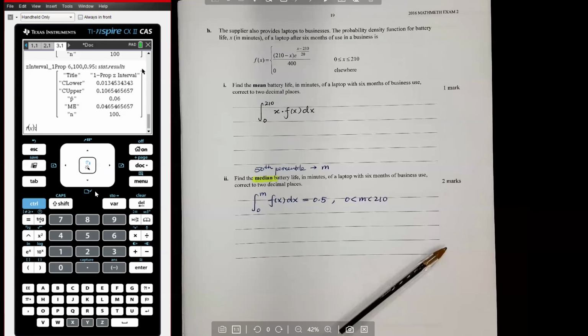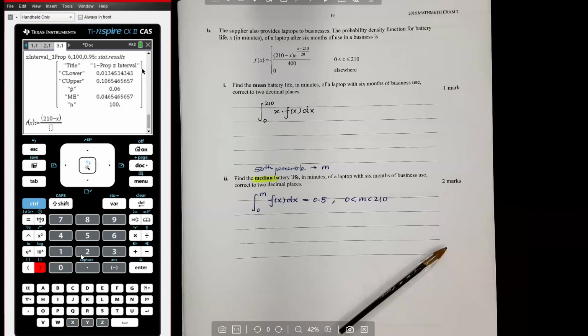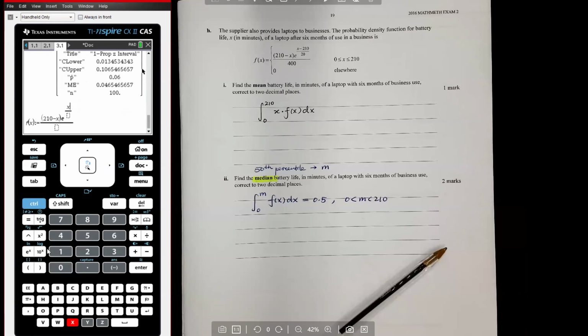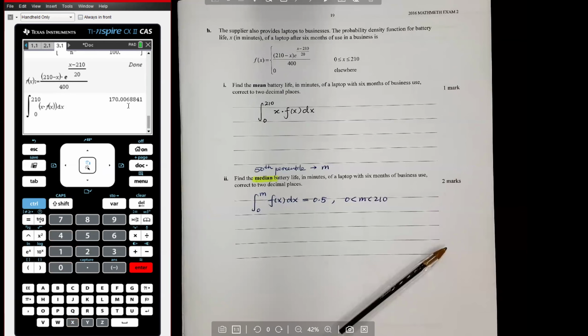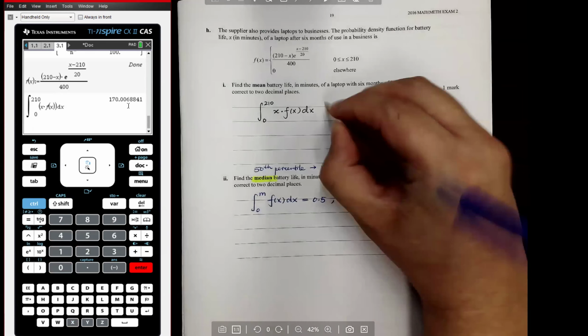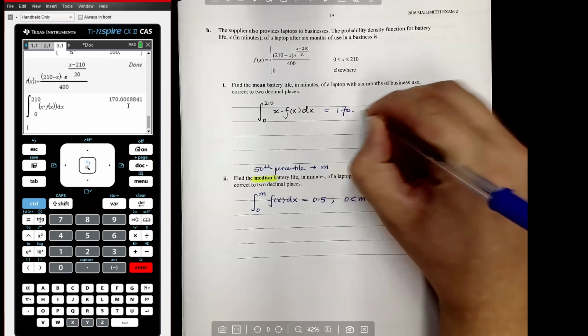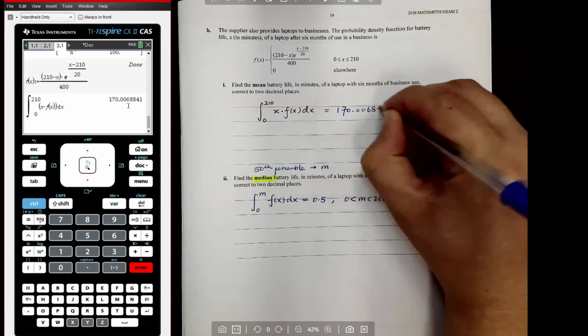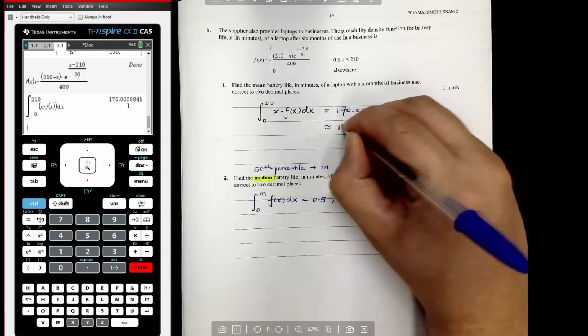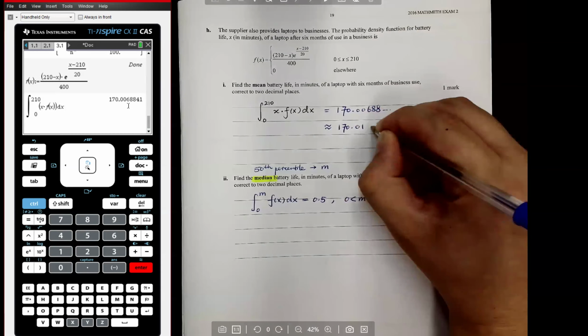You could have defined f of x as (210 minus x) times e to the power of (x minus 210) divided by 20, all over 400. If you press shift plus, that's the integral from 0 to 210 of x times f of x dx, and that gives you 170.00688, etc. So it's rounded to 170.01 minutes.